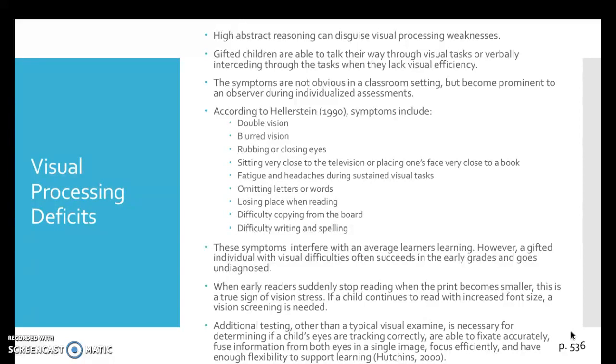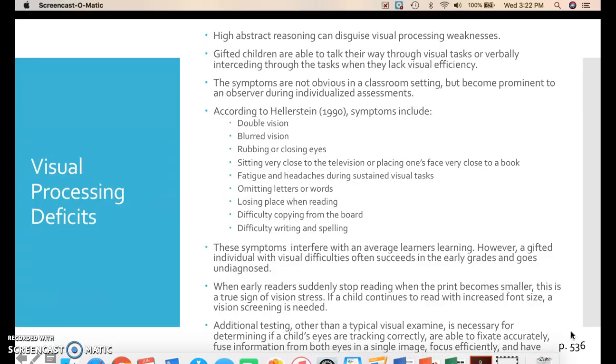According to Hellerstein, symptoms include double vision, blurred vision, rubbing or closing the eyes, sitting very close to the television, or placing one's face very close to a book, fatigue and headaches during sustained visual tasks, omitting letters or words, losing place when reading, difficulty copying from the board, difficulty writing and spelling. These symptoms interfere with an average learner's learning. However, a gifted individual with visual difficulties often succeeds in the early grades and goes undiagnosed.